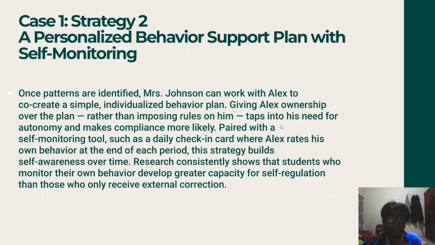The second strategy is a personalized behavior plan with self-monitoring. Once patterns are identified, Miss Johnson can work with Alex to create a simple individualized behavior plan. Giving Alex ownership over the plan, rather than imposing rules on him, taps into his need for autonomy and makes compliance more likely. Paired with a self-monitoring tool such as a daily check-in card, where Alex rates his own behavior at the end of each period, this strategy builds self-awareness over time.